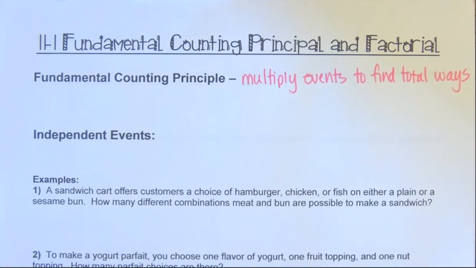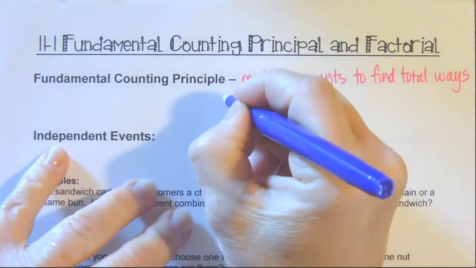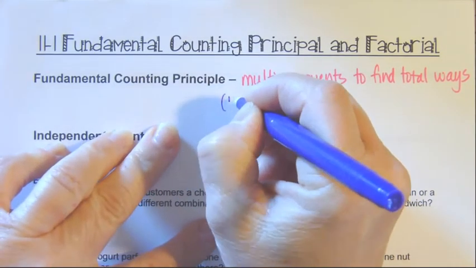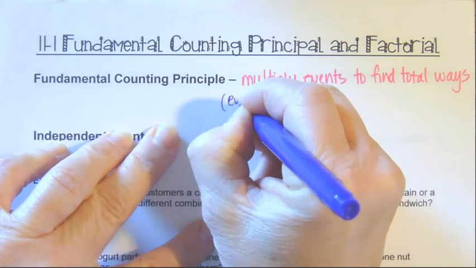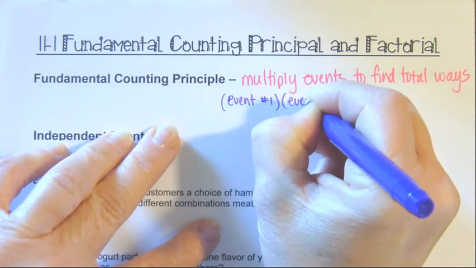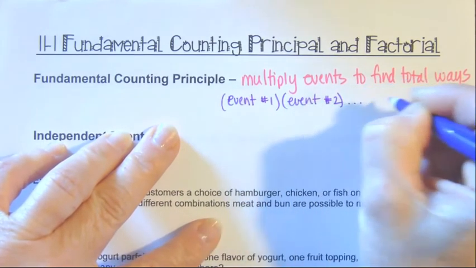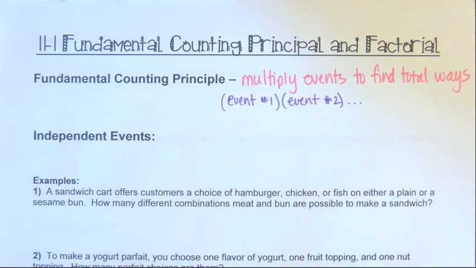All right, so another way that you could look at this would be to figure out how many things happen in event number 1 and multiply that by however many things happen in event number 2 times event number 3 and so on and so on. So you multiply them together.